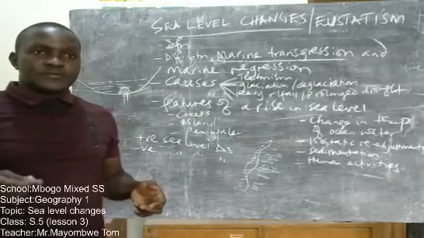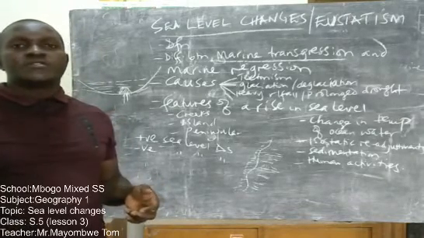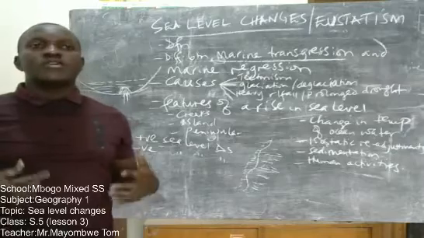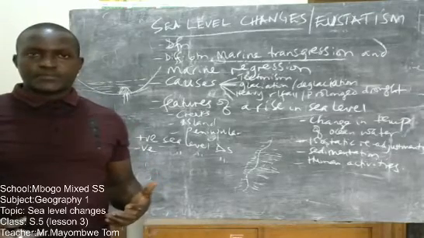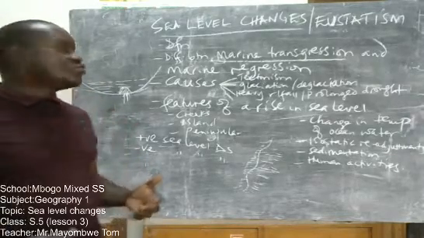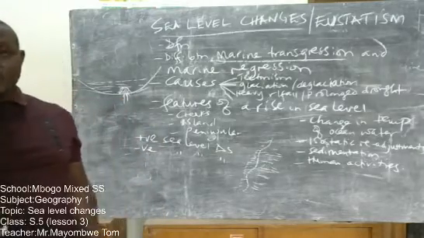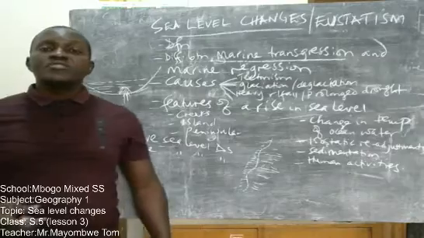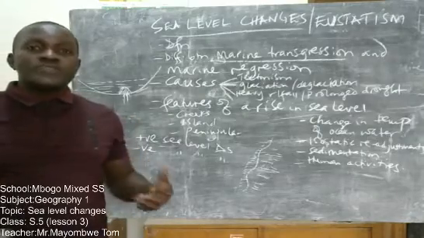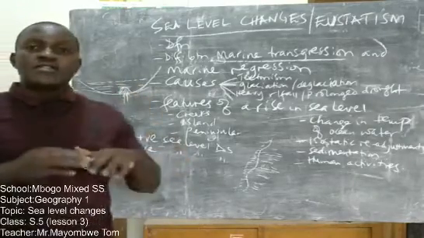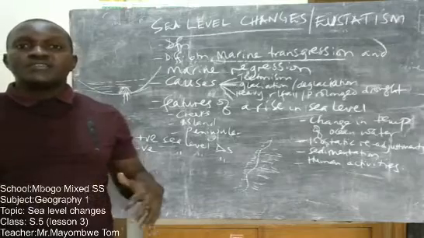So, tectonic activities like volcanicity or volcanic activities result in the formation of volcanic cones below the ocean basin. These volcanic cones that are formed displace the water upwards, leading to a rise in the sea level.